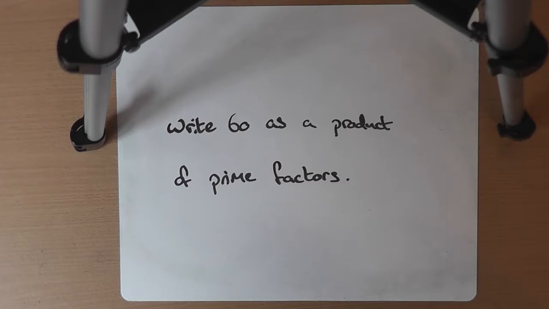Write 60 as a product of prime factors. Now what on earth does that mean? It doesn't really make much sense. It is a standard type of question, write something as a product of prime factors, and we can unpick this a little bit by looking at some of the individual words and phrases in the question, but it isn't going to make a lot of sense as a question until we've done it.